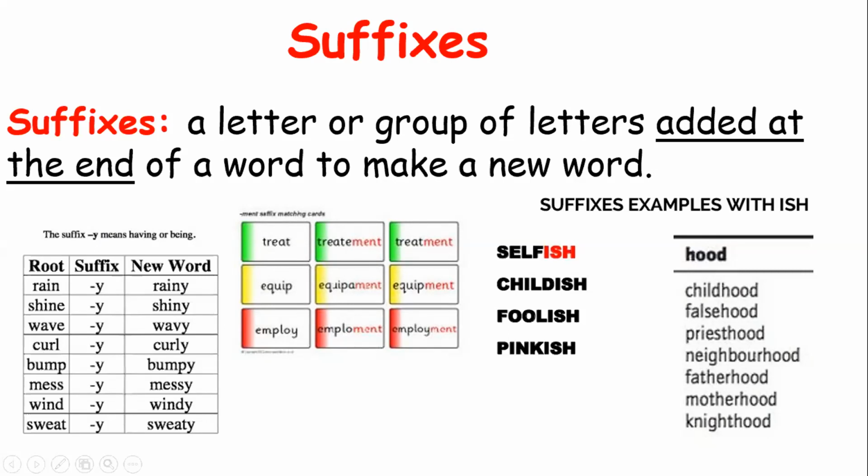Okay? The second suffix, we will explain everything. I'm just now introducing examples. The next suffix, or the second suffix, is ment, M-E-N-T. Treat, treatment. Equip, equipment. Employ, employment. The third suffix is ish, I-S-H. Examples: selfish, childish, foolish, and pinkish. Okay? Then we have hood.